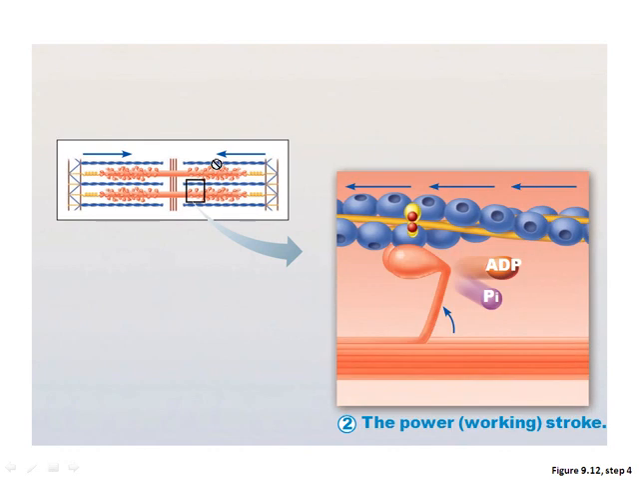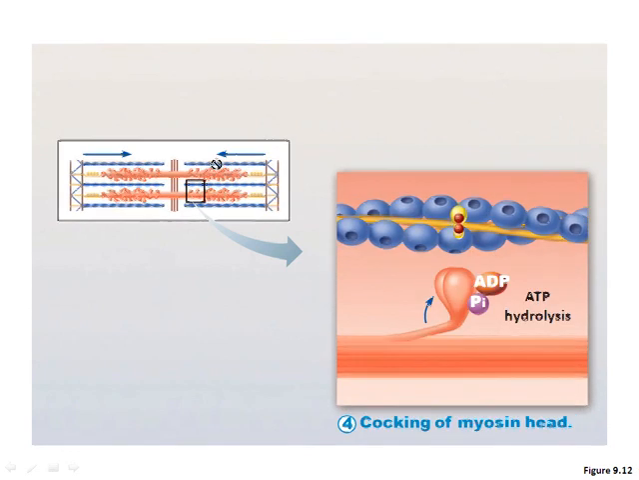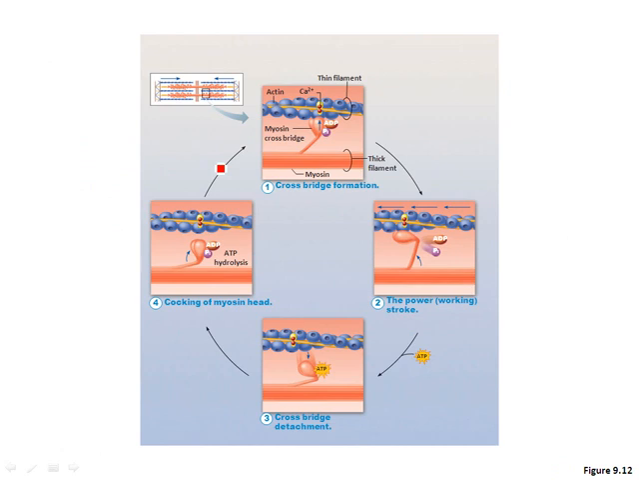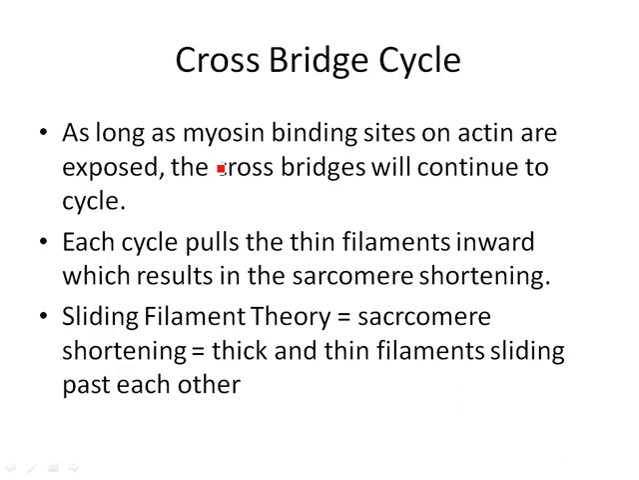Yeah, you guys get the picture. It's just the same thing over again. All right, what else? Okay, so as long as those myosin binding sites on actin are exposed, as long as calcium is bound to troponin, as long as troponin is keeping tropomyosin's shape changed, you will get this cycle. So every time you get a cycle, every time you get a power stroke, and every time actin and myosin bind, that sarcomere will shorten. And that's called the sliding filament theory. Those thin and thick filaments sliding past each other.